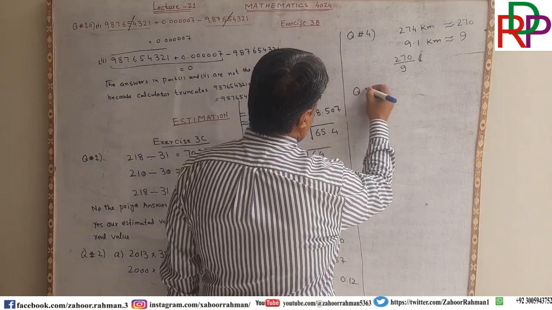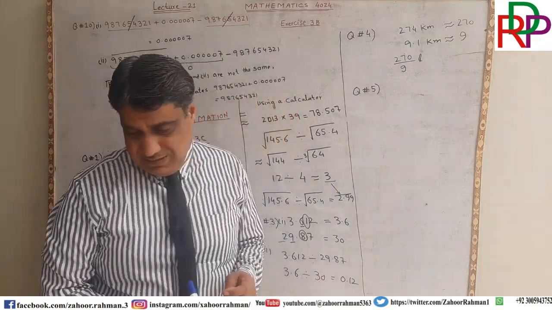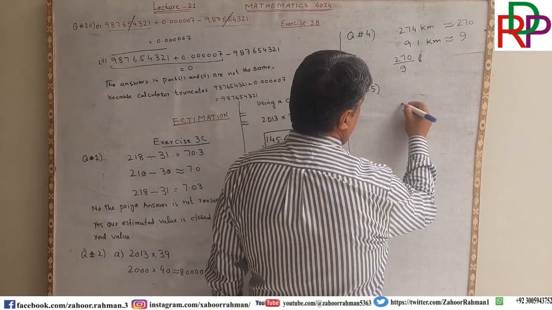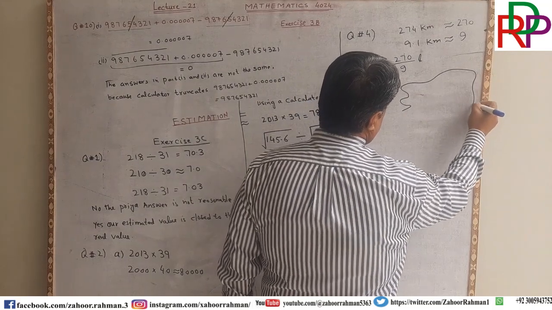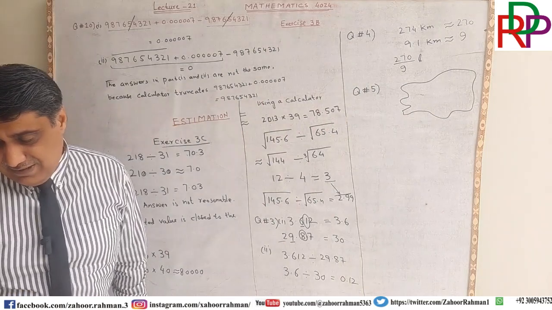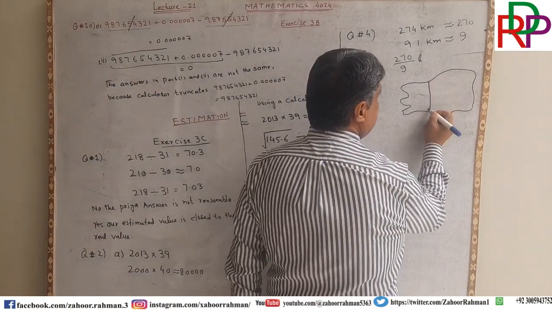Now we are doing question number 5. Question number 5 is saying they have given us a shape like this. I am drawing it approximately. They shaded this region.